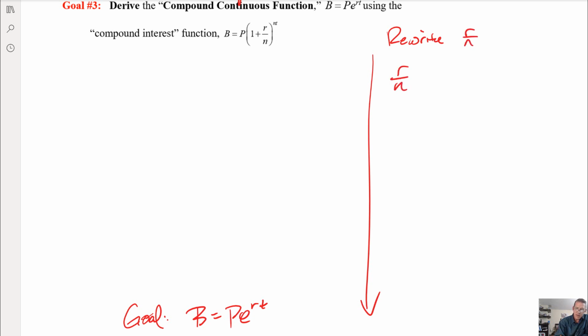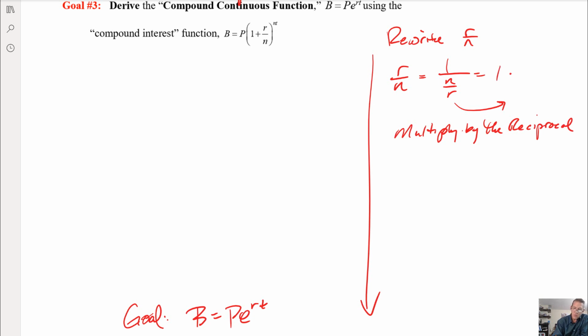So r divided by n can be rewritten as 1 divided by n divided by r. If you don't believe me, just go back to grade school for a second. When you divide a number by a fraction, you were taught to multiply by the reciprocal. So I can multiply by what's called the reciprocal. This is actually equal to 1 times the reciprocal, which is r divided by n. There's your reciprocal. So these two expressions are equal. Keep that in mind.